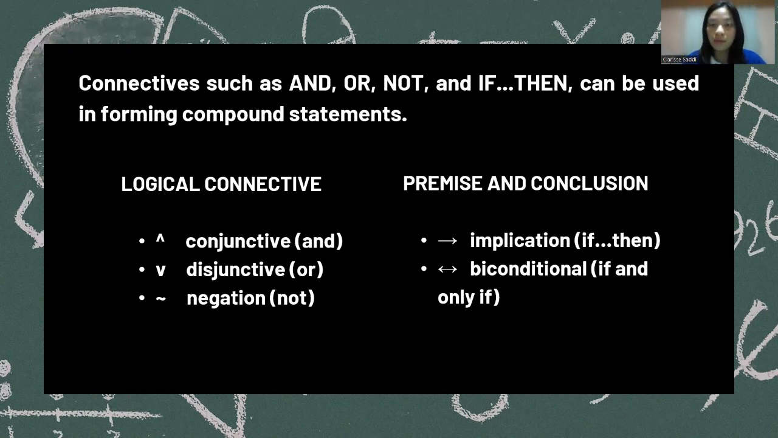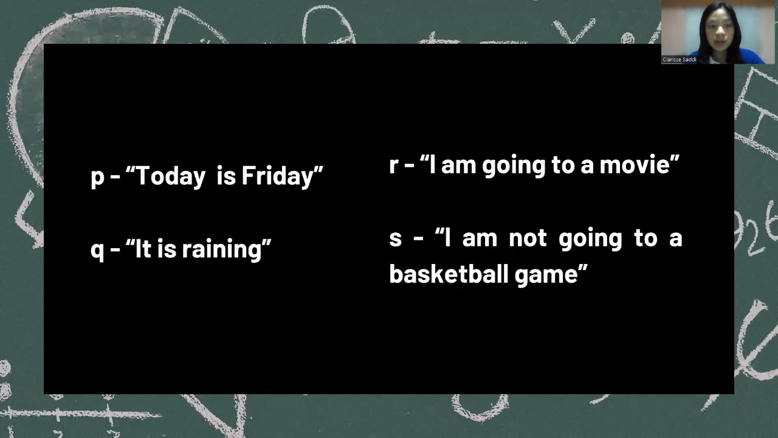So first, we will be having symbols and letters to language. So we'll be using letters to represent specific statements for us to convert each statement in an easier way. So let P be today is Friday. Q, it is raining. R, I am going to a movie. And S, I am not going to a basketball game.